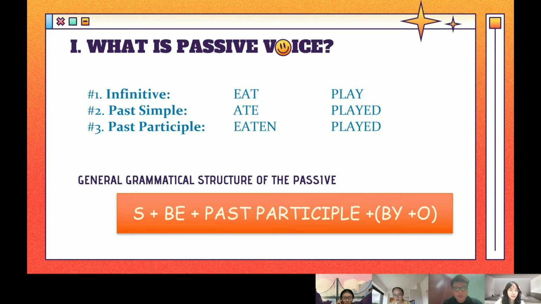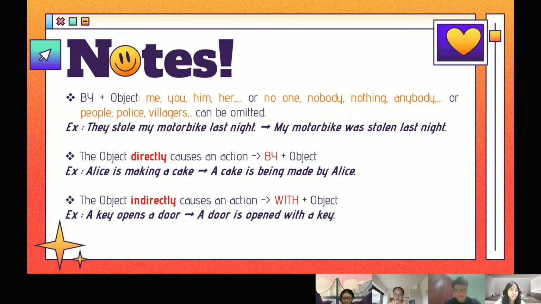Next, with the be, there are lots of forms of be. It depends on the tenses. The be in each tense is different. So to understand better, we will move on to the next part, the grammatical structure of the passive in each tense.